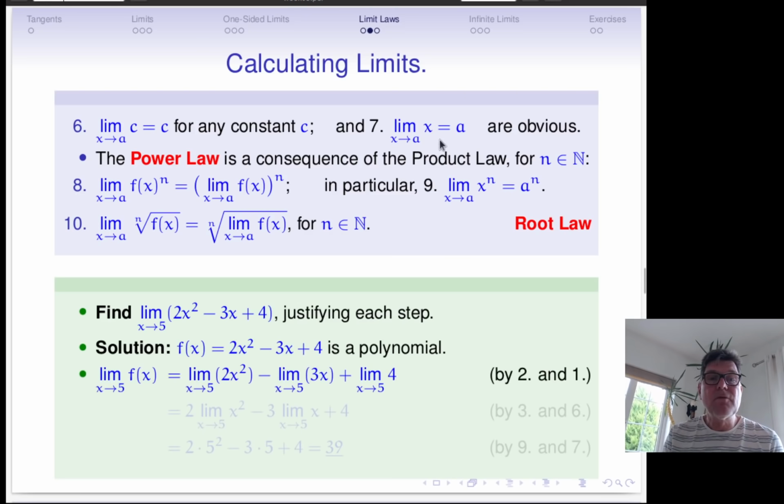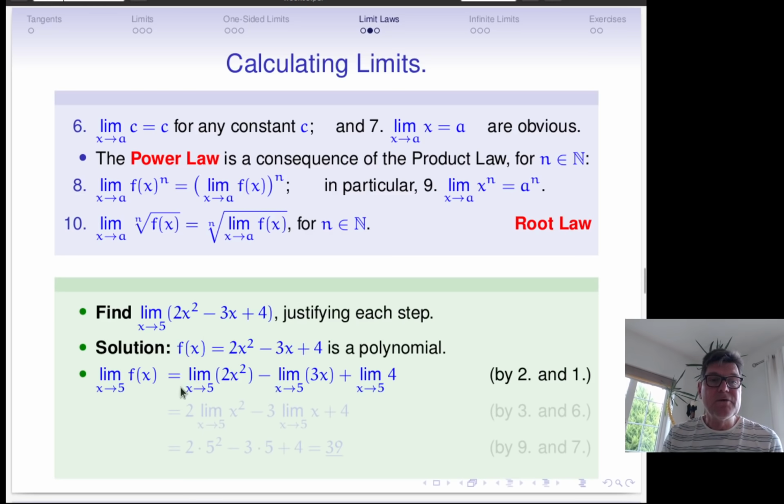So we have all the limit laws to deal with these decomposition steps. First, we look at the polynomial as a sum or a difference of things, and by the sum law and the difference law, and by number 2 and number 1, we can write the limit as x approaches 5 of the polynomial as the difference or sum of the limits of the summands, of these terms.